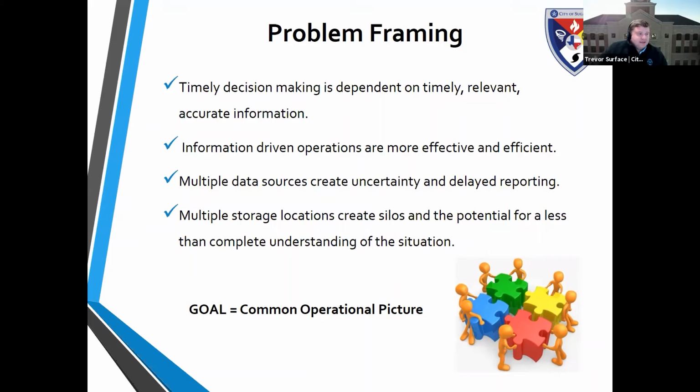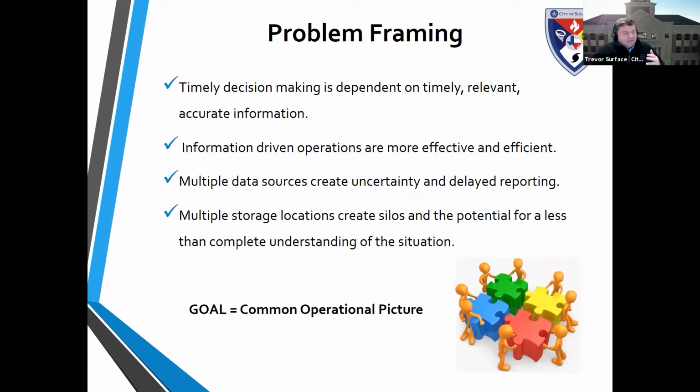Multiple data sources create uncertainty and delayed reporting. If you have two different data sources for traffic, like say you're using Waze and Facebook or Twitter, people tweet about it, you lose that certainty in your data. You really want to use kind of one data source, especially a data source that's been deeply vetted and is deeply trusted. That way, that uncertainty goes away, and that reporting is as timely as possible.